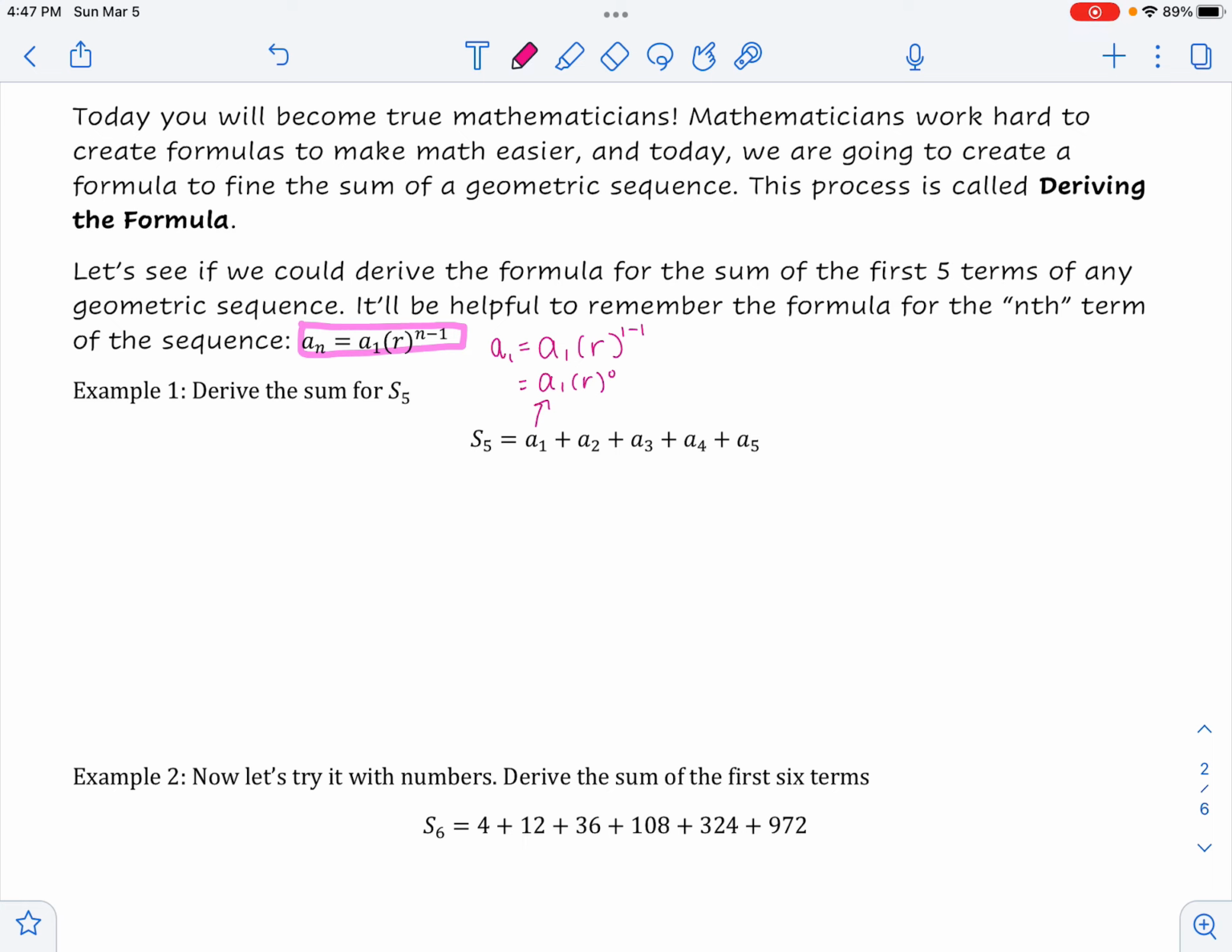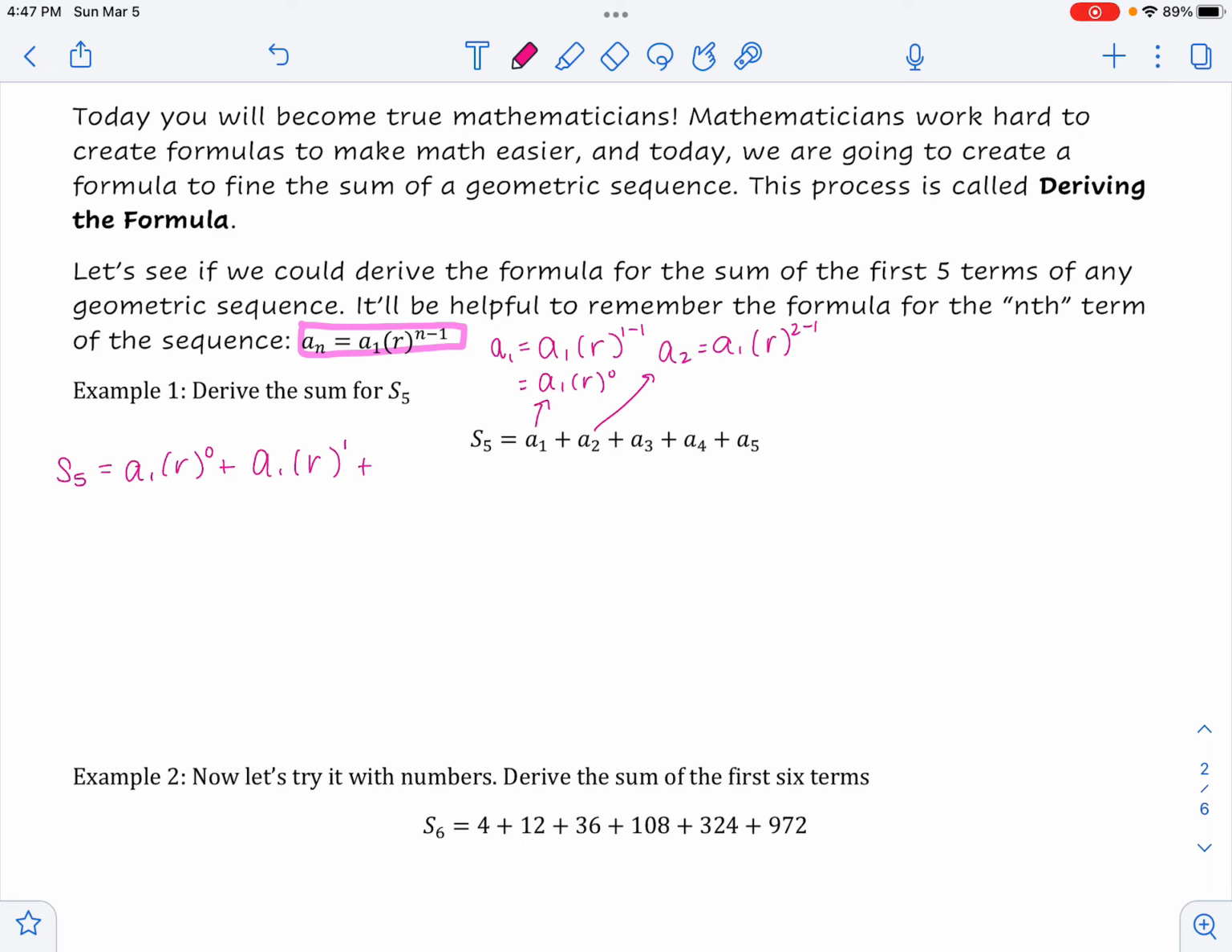So that's what I'm going to do. I'm going to rewrite all of these in terms of that formula. So we have our new s sub 5. And for the first term, it's going to be a sub 1 times r to the 0 power. Plus, for the second term, a sub 2 is going to be a sub 1 times r to the 2 minus 1. Well, we know 2 minus 1 is just 1. So this is going to be a sub 1 times r to the first power.